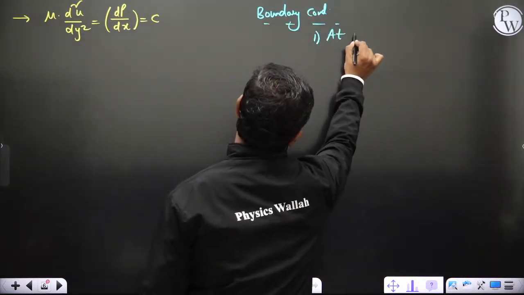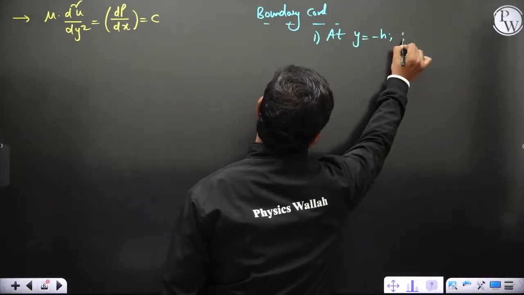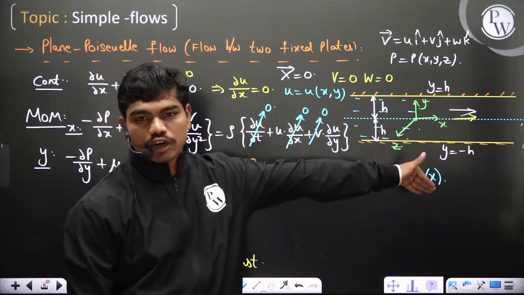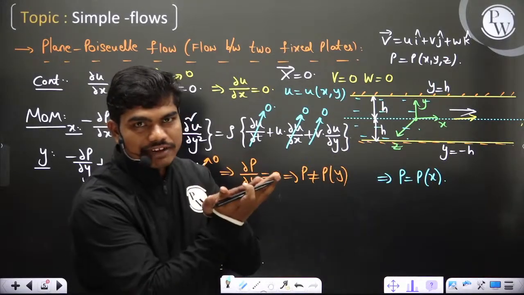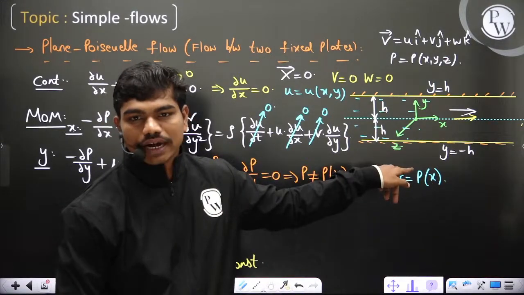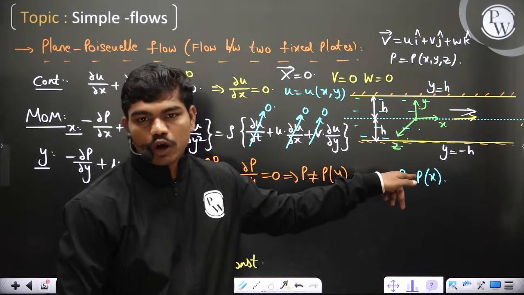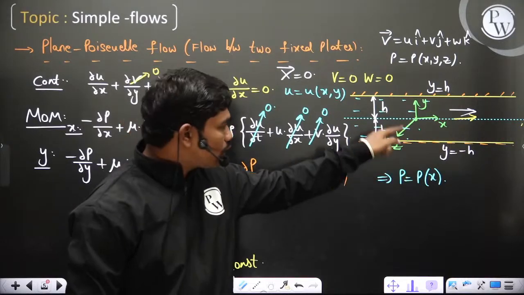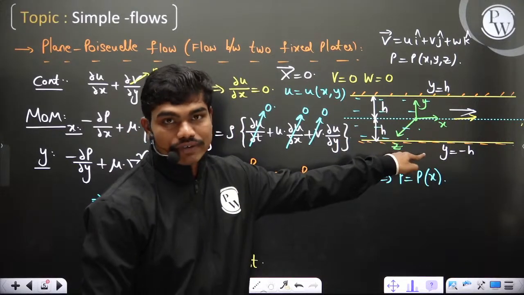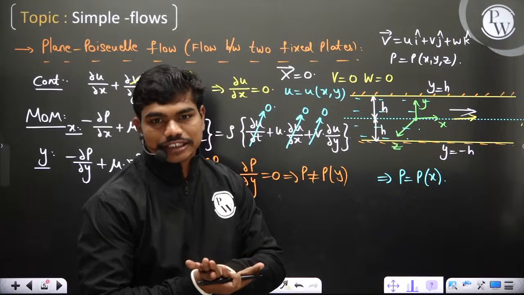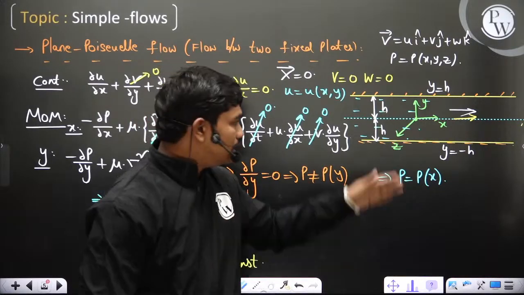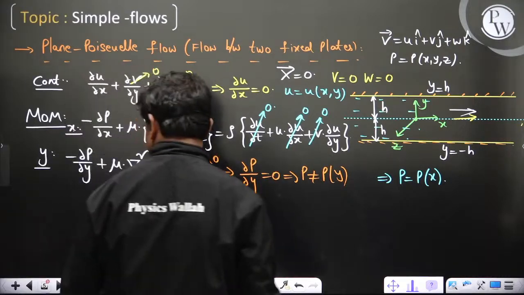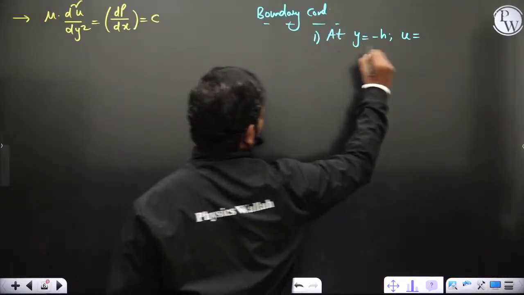At y is equal to minus h, what is the velocity? Can anyone tell me? At y is equal to minus h means at this bottom plate, the layer which is in contact with the bottom plate, what's going to be the velocity of that layer? Come on, quick. What should be the velocity of the bottom layer of fluid that's in contact with this plate? Because at y equal to minus h, the interface is actually there. So that interface will be in contact with both the plate and the fluid. So that interface is at 0 velocity. Okay, so this is 0.